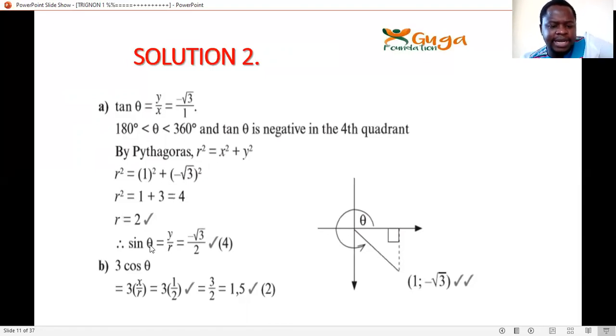To determine sin theta, you'll have opposite over hypotenuse, so y over r: negative root of 3 over 2. Then 3 cos theta you also get from the diagram. Cos theta is adjacent over hypotenuse. The adjacent x is 1, the hypotenuse is 2. So it will be 3 into 1 over 2, which is 3 over 2, equivalent to 1,5. That's simple.